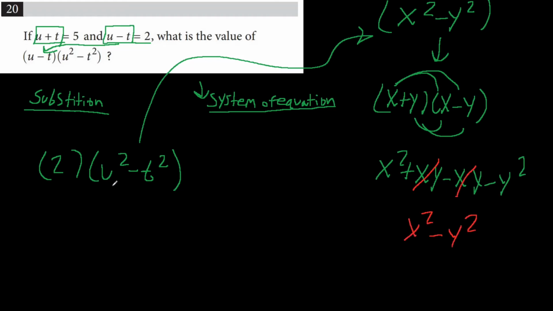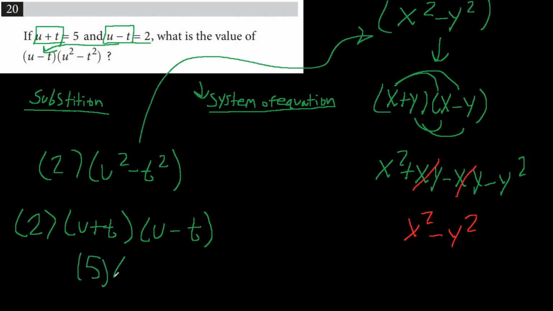It's the same situation here. So you know that this u squared minus t squared can be expanded into u plus t and u minus t. You already see here that u plus t is equal to 5. So 5. U minus t is 2. And we already have this. So what is 5 times 2? That's 10, times 2. This is equal to 20. And that is your answer.